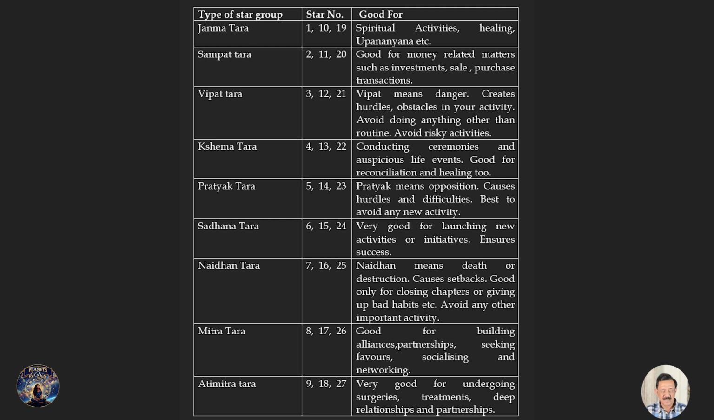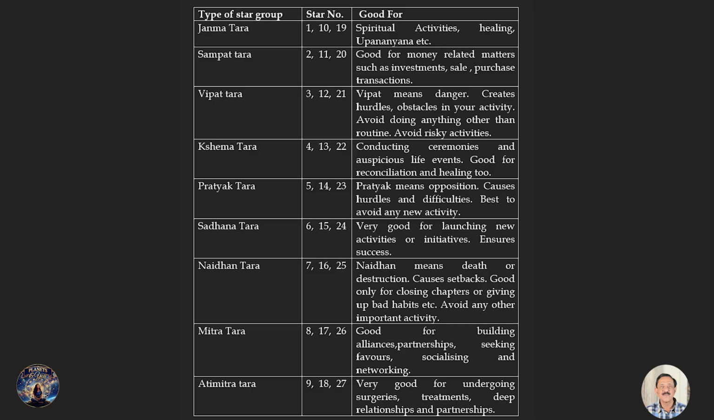Next category is Nidhan or Naidhan Tara. Nidhan means death. Nidhan or Naidhan Tara, this group consists of 7, 16 and 25 numbers of nakshatras. Naidhan means death or destruction. This causes setbacks. Good only for closing chapters or giving up bad habits, etc. Avoid any other important activity.